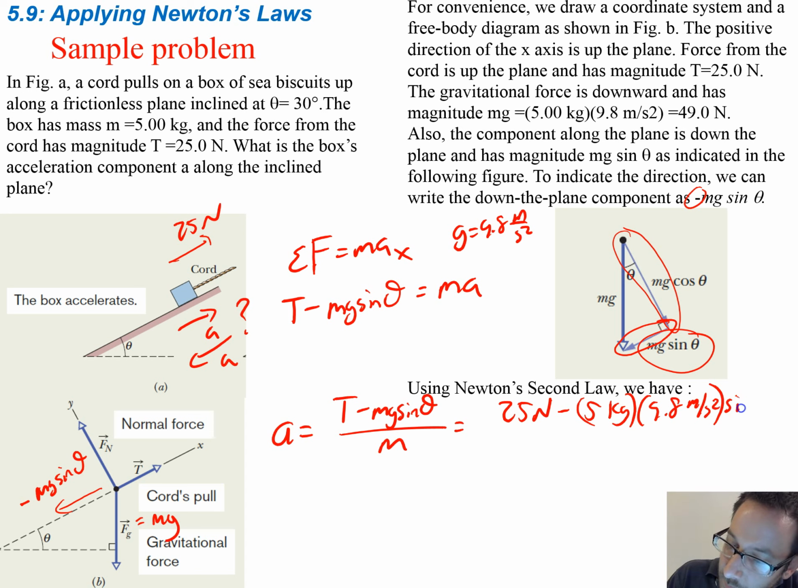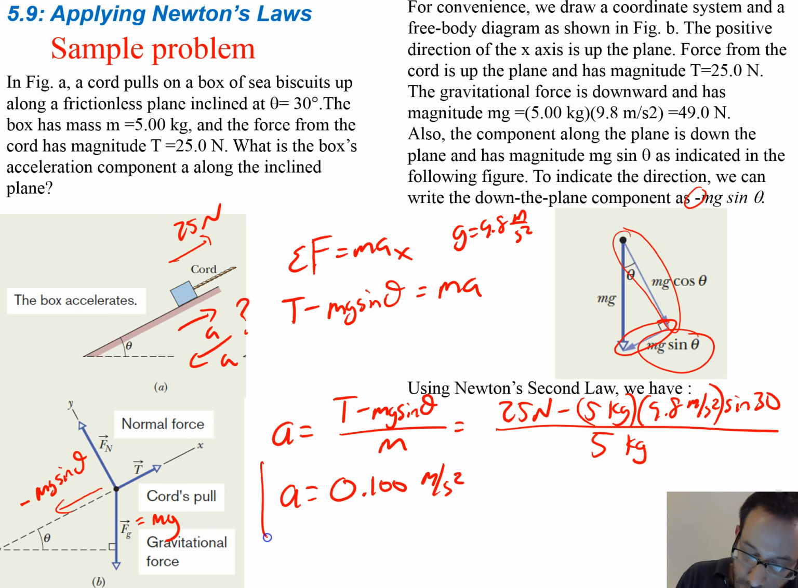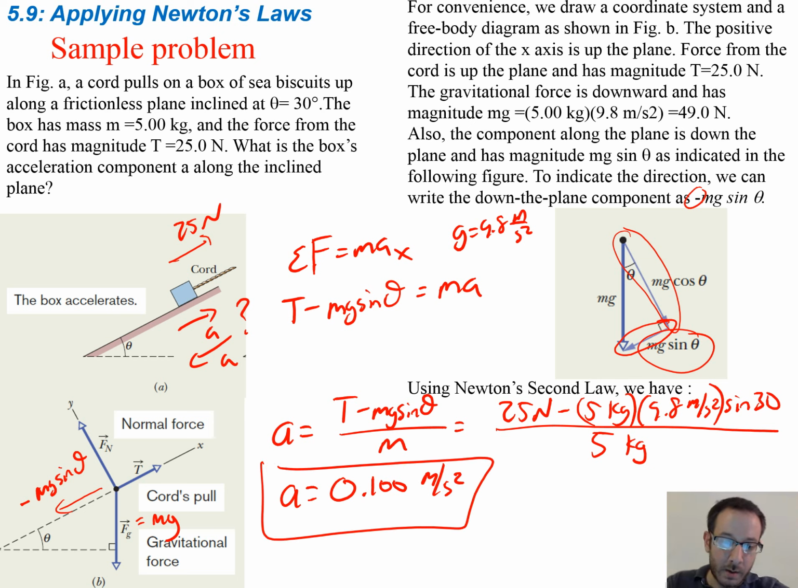We've already accounted for that. Okay, and then we have sine 30 over here. Now we're going to divide this all by the mass again, which is 5 kilograms. Okay, so plugging this in, we get 0.100 meters a second squared. And since we get a positive value, we can assume that the acceleration is in the positive direction. So it's actually getting pulled up, and it's not getting dragged down. So we can get rid of our negative.